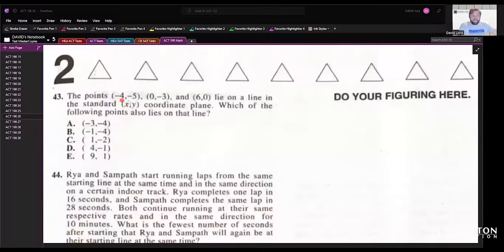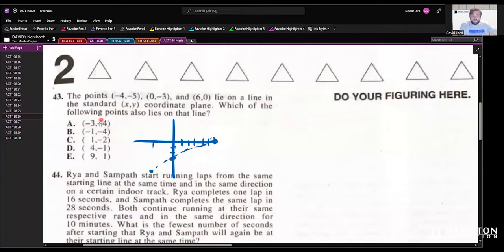Question number 43. The points (-4, -5), (0, -3), and (6, 0) lie on a line in the standard xy coordinate plane. Which of the following points also lies on that line? So one attempt would be to draw a quick graph, and we have (0, -3) right here, and then we have (6, 0) right here, and then we have (-4, -5) approximately here. And so going through the choices, though, I can't really cross off any of these answer choices. So although it's a good attempt, I think we need to make a linear model.